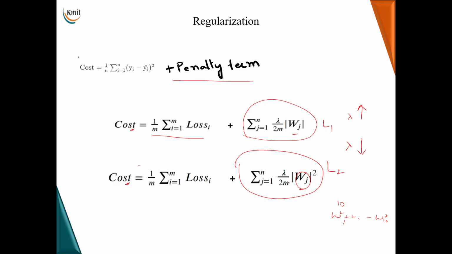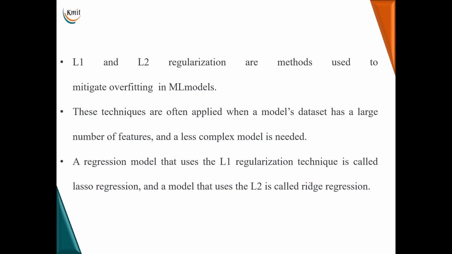So, these are the two equations which you need to remember, which are used for regularization to reduce the cost function or to increase the linearity as well as increase the training time of the model. When you have Wj, it is L1 regularization. When you have Wj square, it is L2 regularization. L1 and L2 regularization are methods which are used to mitigate overfitting in ML models. These techniques are often applied when a model's dataset has a large number of features and a less complex model is needed. That is, to reduce the complexity, we make use of these two regularization techniques.